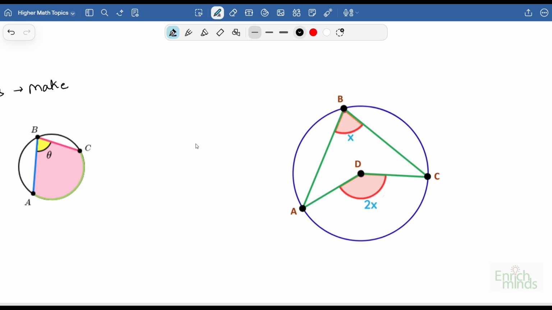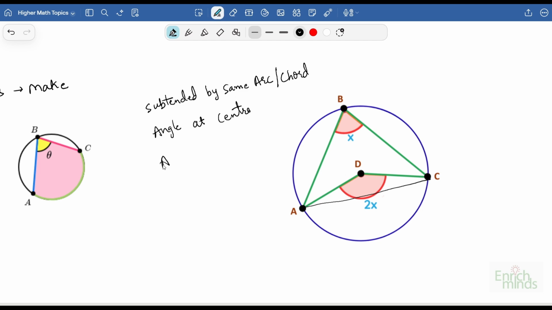So to remember this theorem, you need to know certain keywords. One of them is that the angles must be subtended by the same arc, the arc AC. Or we can also talk about the chord AC. So if I join these 2 points to make a chord, then I can say this angle is subtended by the chord AC. So the angle at the center and the angle at the circumference.